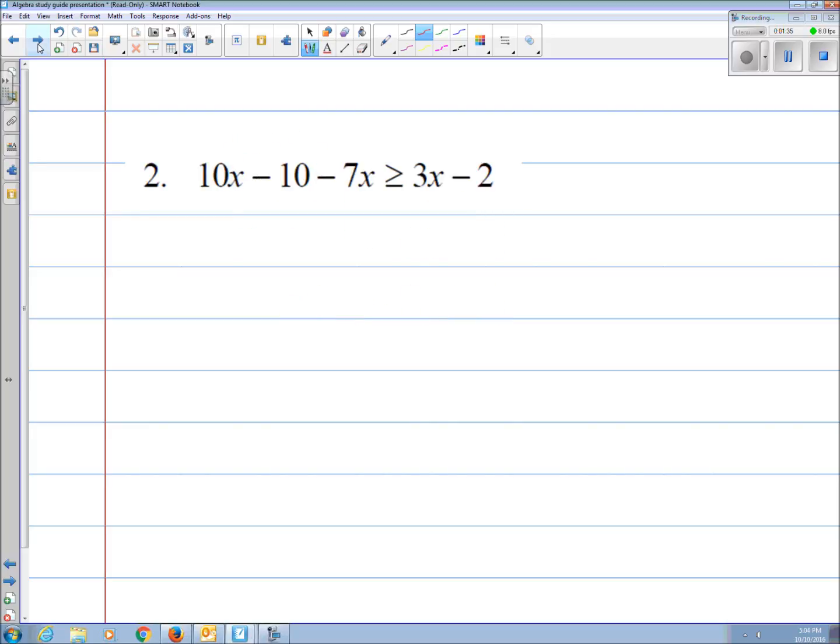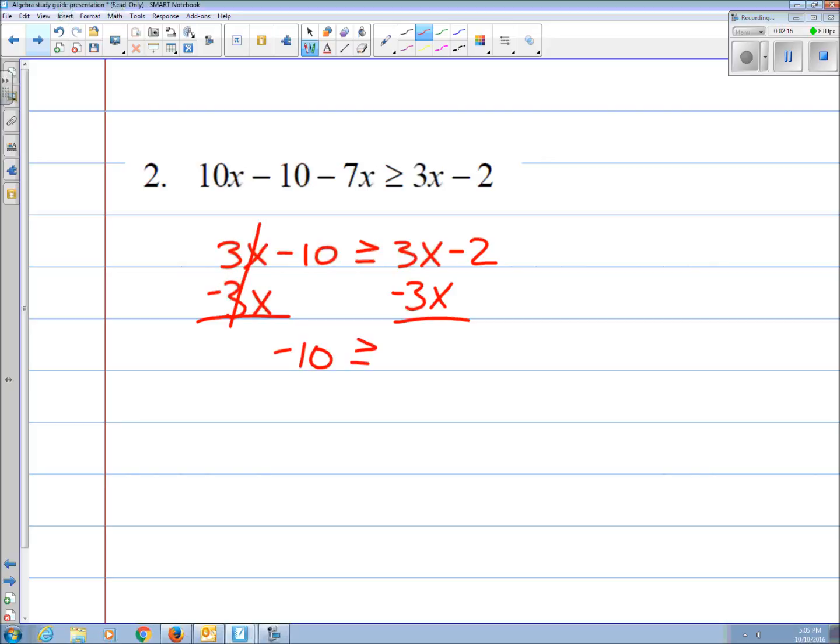So for number 2, we got 10x minus 10 minus 7x is greater than or equal to 3x minus 2. So we can start here by combining like terms. On the left side of the expression, we got 10x and negative 7x, which are like terms. So I can combine those two things together, and that'll give us a positive 3x minus 10 is greater than or equal to 3x minus 2. So now we can subtract 3x on both sides, and we see something weird happening here as well. This cancels, so we get negative 10 is greater than or equal to negative 2.